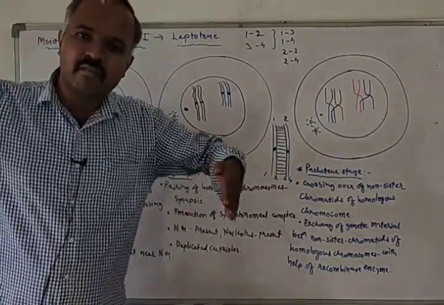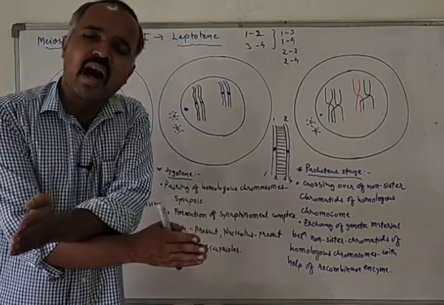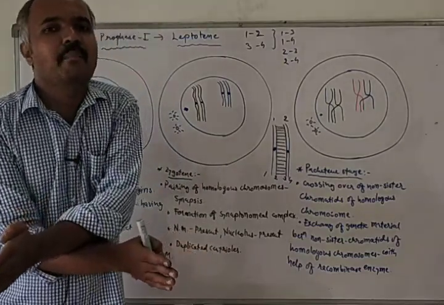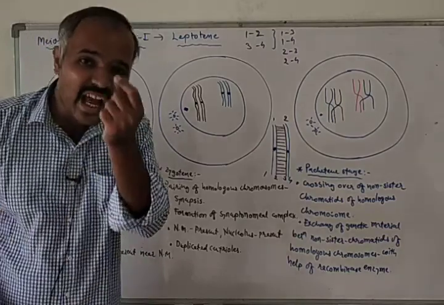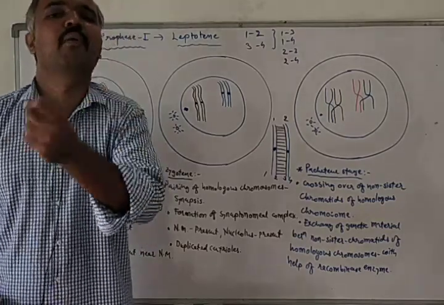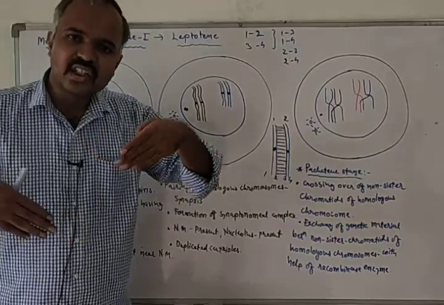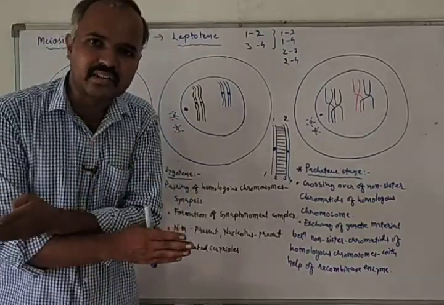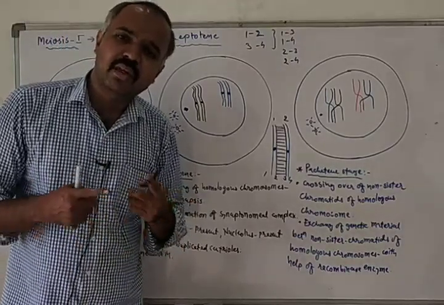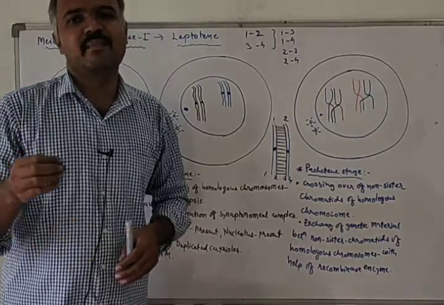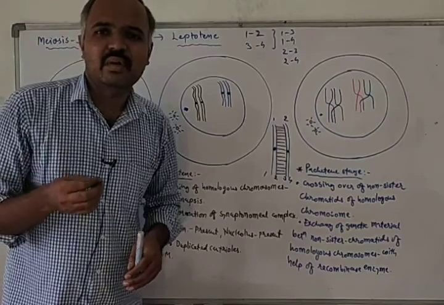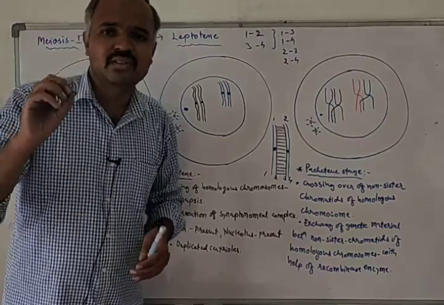First of all, they will cross over each other. After that, they will exchange their parts, which is known as recombination. During this process, one enzyme is necessary, which is known as recombinase, to exchange the genetic material between two chromatids. The recombinase enzyme is required to exchange the genetic material between two non-sister chromatids.